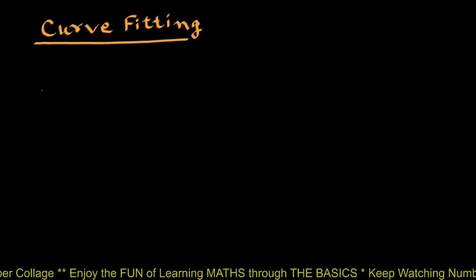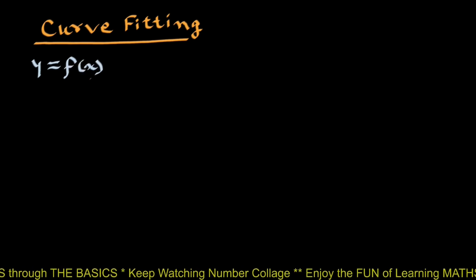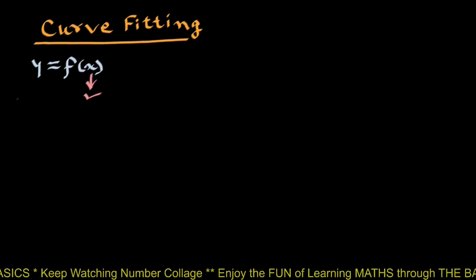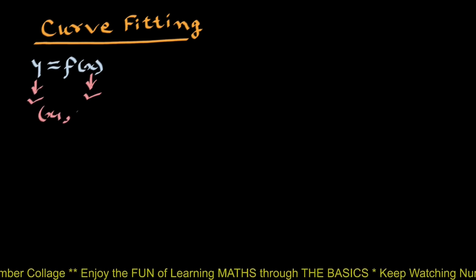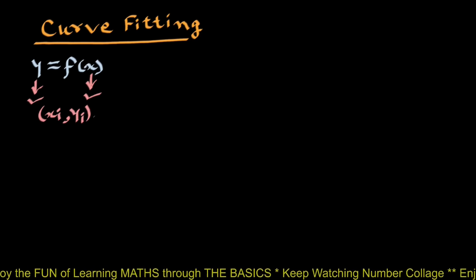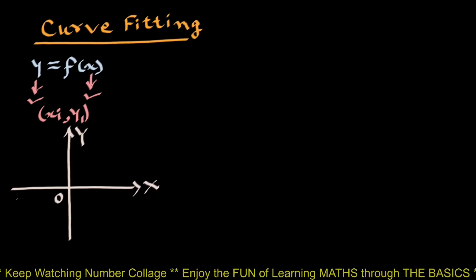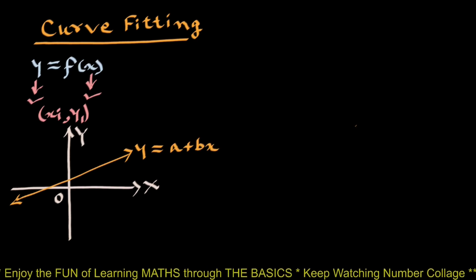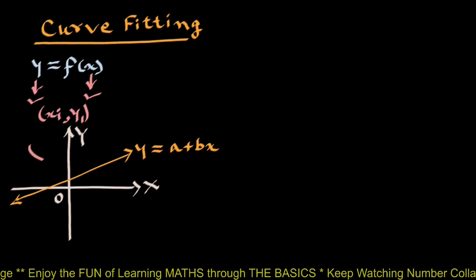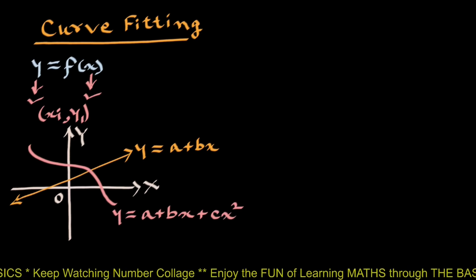In this video, we are going to talk about curve fitting. Generally, we are given a functional relationship y equals f(x). We assign values of x and find the corresponding values of y, and thus get the coordinates of a number of points (xi, yi). We plot these points on the xy plane and get either a straight line y equals a plus bx, where a and b are constants, or a curve y equals a plus bx plus cx square, where a, b, c are constants.